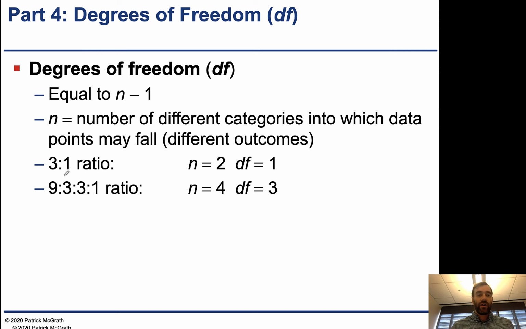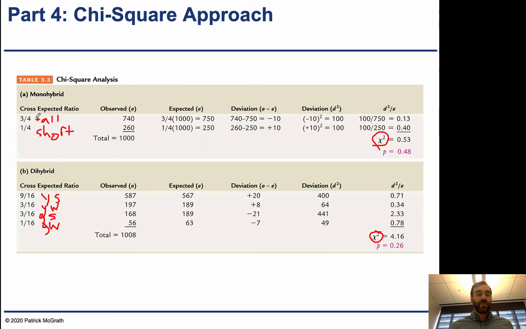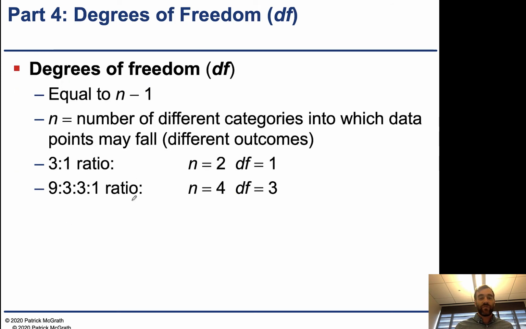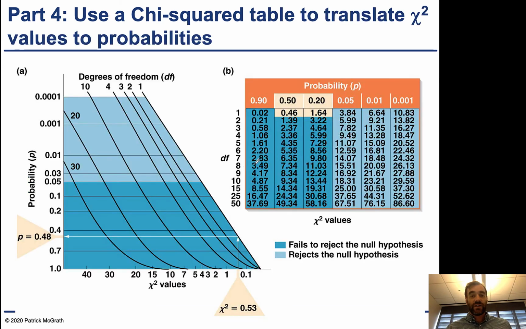In this monohybrid cross, there were 2 categories, 2 phenotypes, tall and short. So the degrees of freedom is 2 minus 1 equals 1. There's 1 degree of freedom for this test. In the second case, there was a total of 4 different phenotypes, so 4 minus 1, and the degrees of freedom for the dihybrid chi-squared test is 3. That's the first thing you need to do: calculate the degrees of freedom for your particular test.